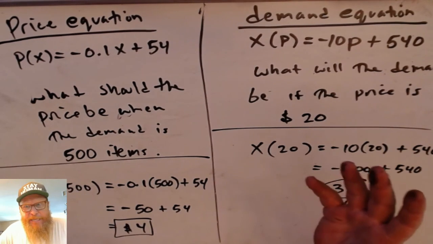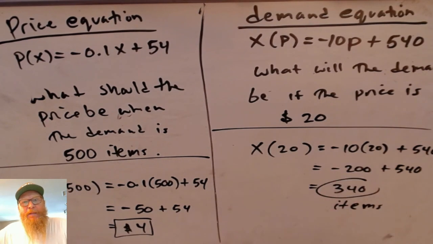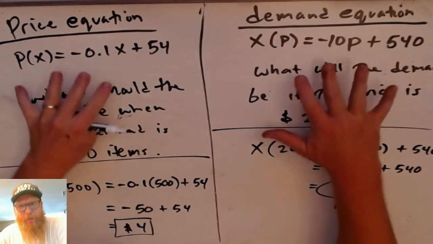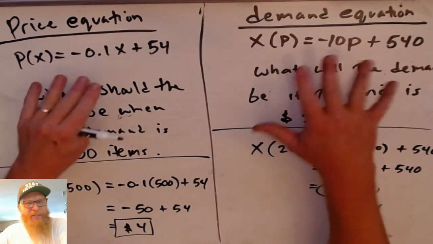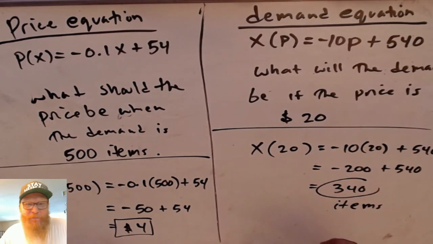All right, I think we did it. That's about it. Now, these two equations are going to be revisited in Chapter 5. So for now, this is about all you need to know to get through this portion of Chapter 4.